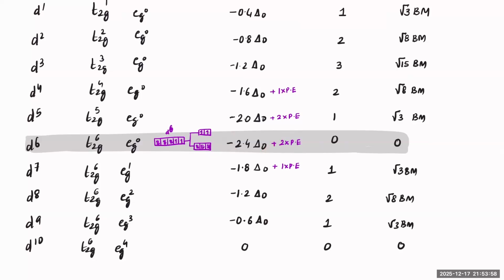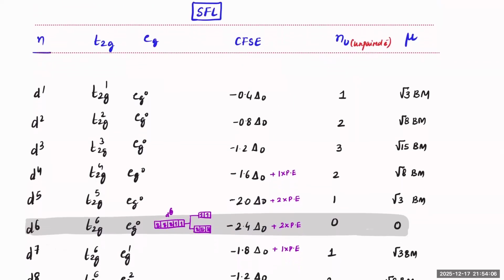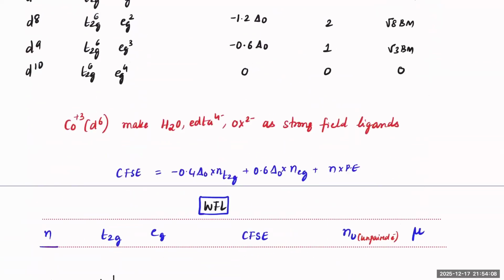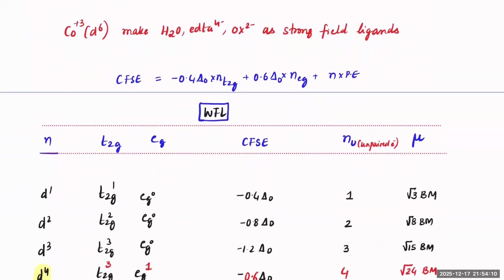More negative value means more energy is released, which makes the complex more stable. Clear with these strong field ligands? Now, whenever you have cobalt plus 3 with a d6 configuration, the configuration can give you a stable complex, right, if at all it is a strong field, correct?